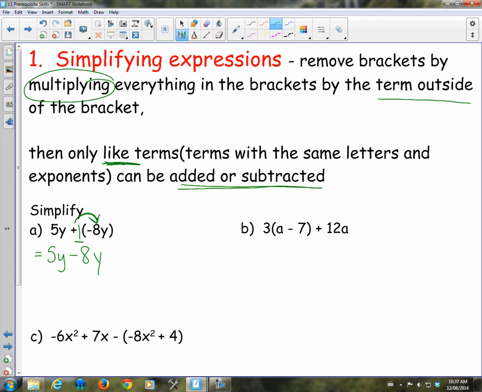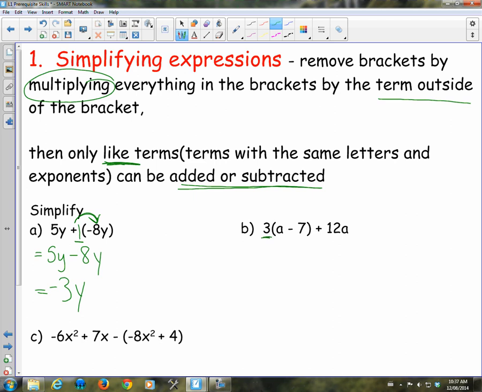And then the like terms. Both of those terms have a y, so we're going to add or subtract the numbers in front and find out how many y's there are. So 5 take away 8 means I'd have negative 3y. And we're done. We got rid of the brackets and we added or subtracted our like terms.